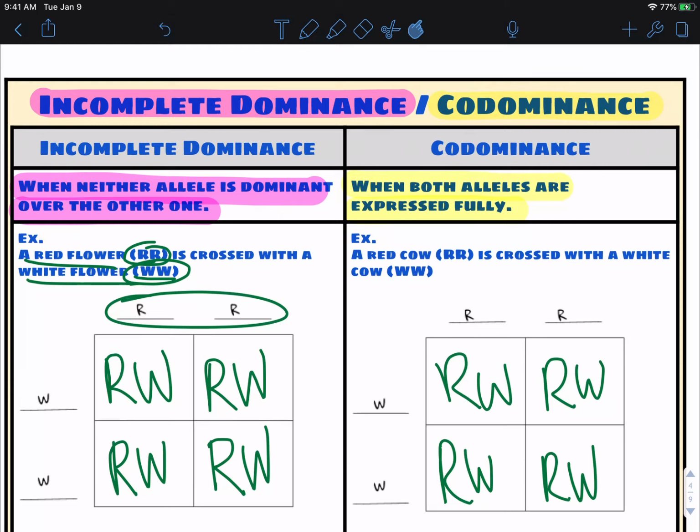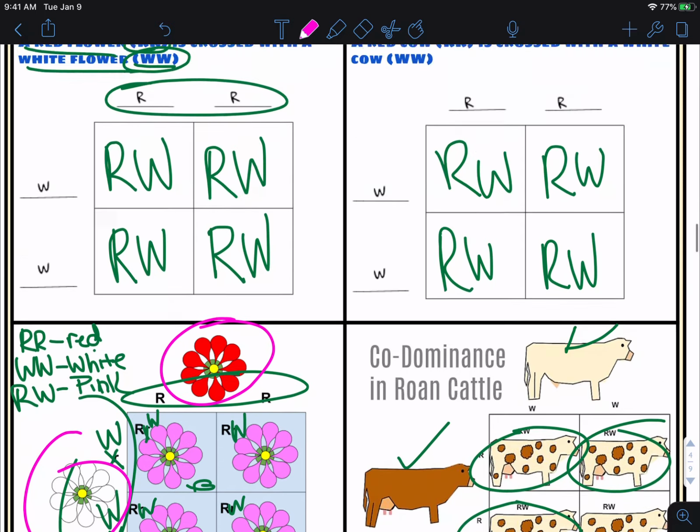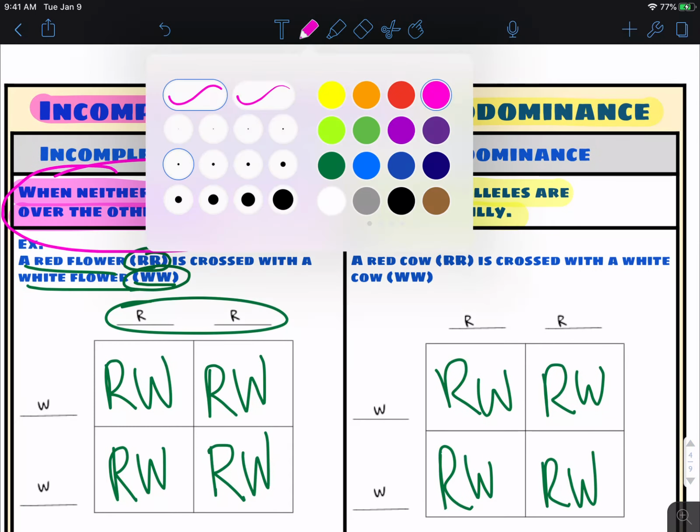Now, with incomplete dominance, what we have is where neither allele is dominant over the other one, right? That's what we looked at, over here, when neither is dominant over the other one. So you end up getting this blend. It's when you take a red one and a white one, and what do you end up with? You end up with pink. Okay, now that's very similar but slightly different than what we call codominance.